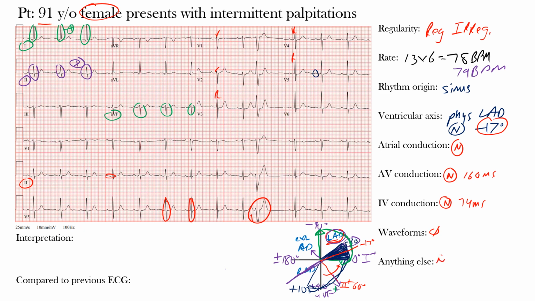So again, remember we said that we had a normal R wave progression. Okay, and then in terms of the transitional zone, we said we had a clockwise rotation or late transition, okay, because it occurs between V4 and V5.